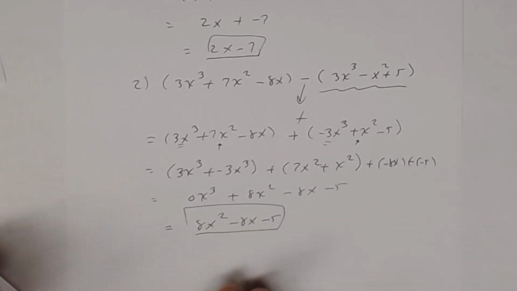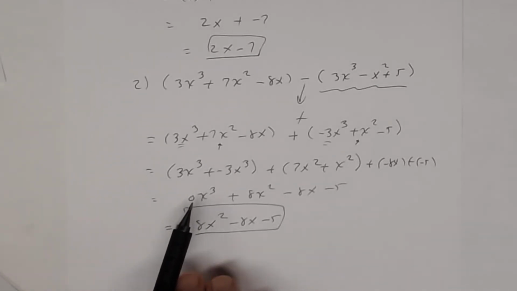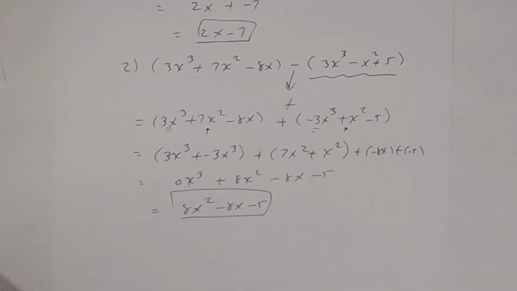All right, so make sure you write it like that. So don't put the 0x cubed because you need to know that 0x cubed is 0, so that term no longer appears. All right, so don't put it. All right, so that was number 2. Let's look at another one. So this will be number 3.